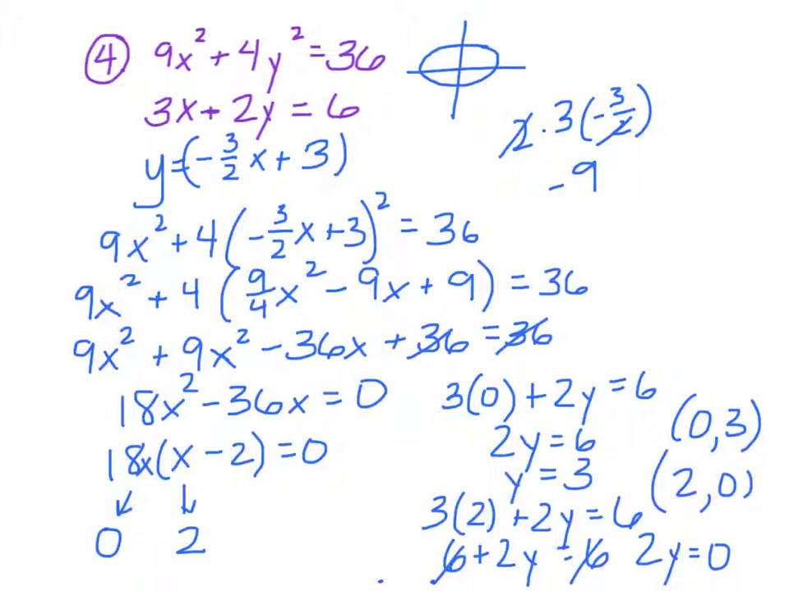And so we have a line passing through an ellipse at (0, 3) and (2, 0). Like that? I think that's it. Interesting. Very, very interesting. All right, next one.